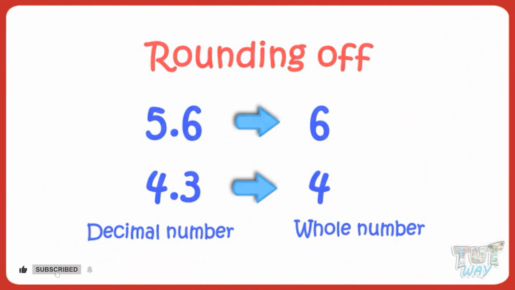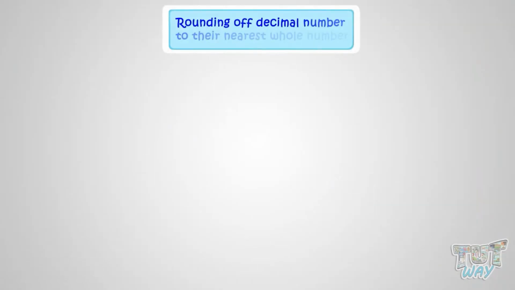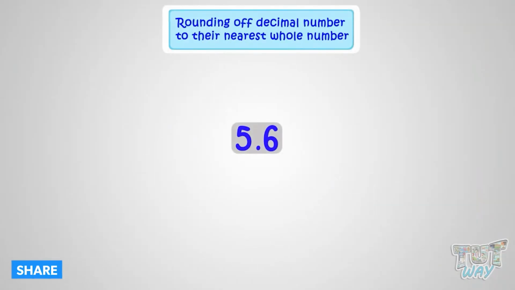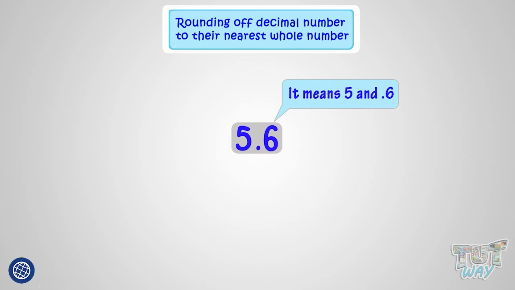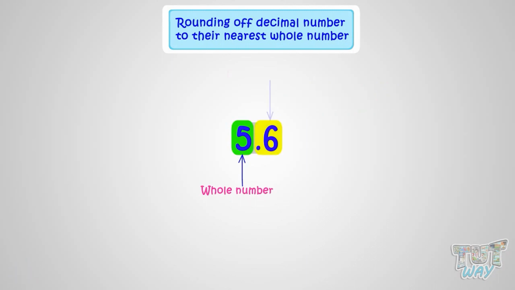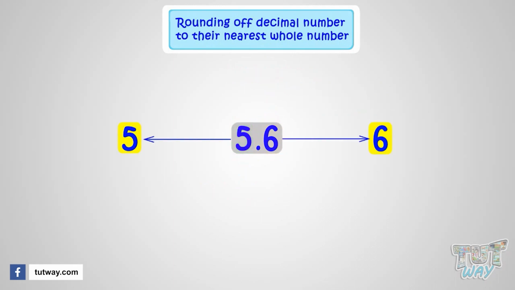So let's start. Here we have a decimal number. It is 5.6. What does it mean? It means 5 and 0.6. That is, it has a whole number and a decimal number portion. And it is somewhere between 5 and 6. And if we have to round it to the nearest whole number, there are two options.